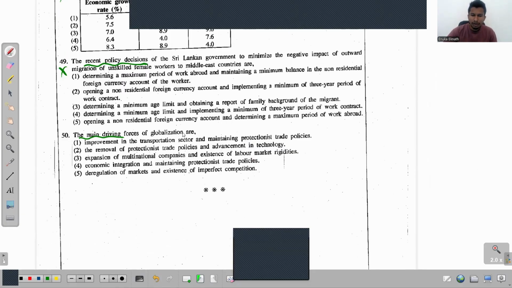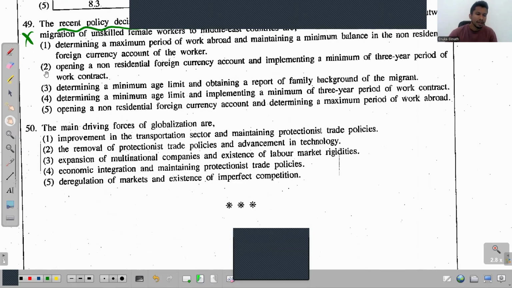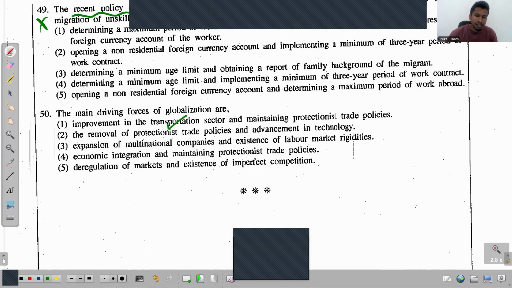So what are the major driving forces of globalization? මේක නිකන් හිතලා කියවන්න පුළුවන්. ඒ කියන්නේ ඉගෙන ගන්න ඕනෙත් නැහැ. The first one, improvement in transportation sector is a driving force in globalization. Maintaining protectionist trade policies. No, protectionist trade policies work against the free trade. It works against the globalization. So that's wrong there. Second one, the removal of protectionist trade policies, yes. Then it allows free trade, it encourages free trade, and advancement in technology, yes, true. එතකොට මේකේ මේ තියෙන options දෙකම those are major driving forces of globalization.